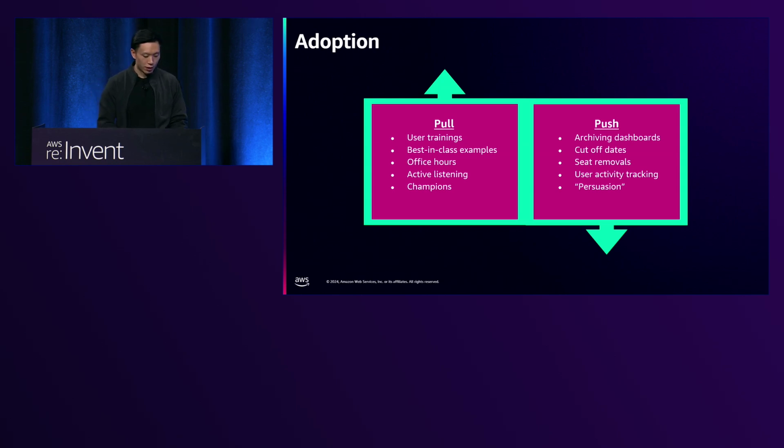On the gentle nudging side, the pushing side, we archived dashboards after we were done migrating them after a predefined period of time. We had cutoff dates, so people know exactly what to expect and when. We had seat removals. So with the analytics tool and analytics in CloudTrail, we're able to figure out when someone has finished, when someone's dashboards are fully migrated, and we were able to remove the seats after their dashboards are migrated. We had user activity tracking just to make sure that everyone's in the right place at the right time. And then we had some gentle persuasion from our leadership team to tell people, hey, you have to use this new tool now.